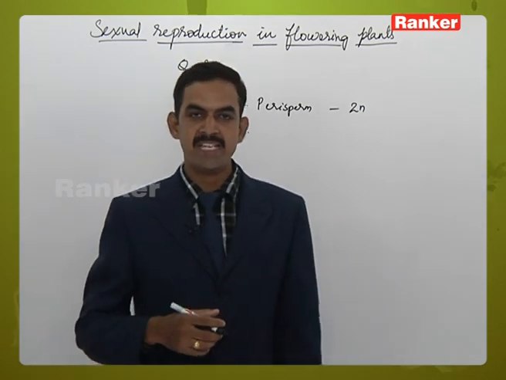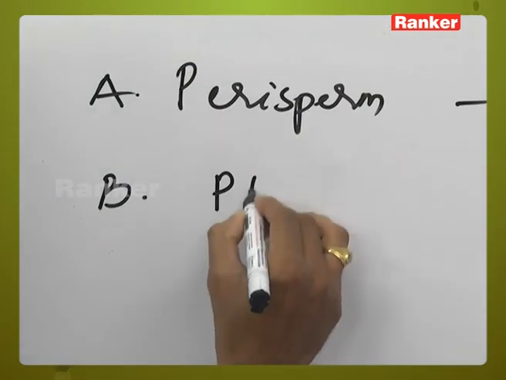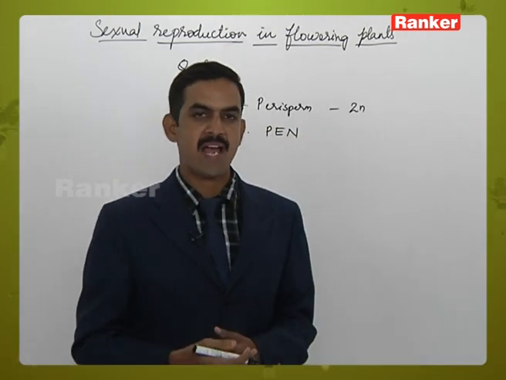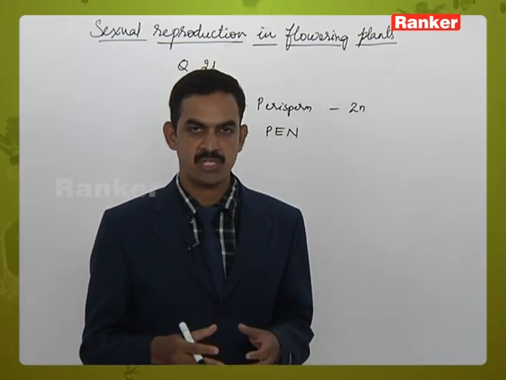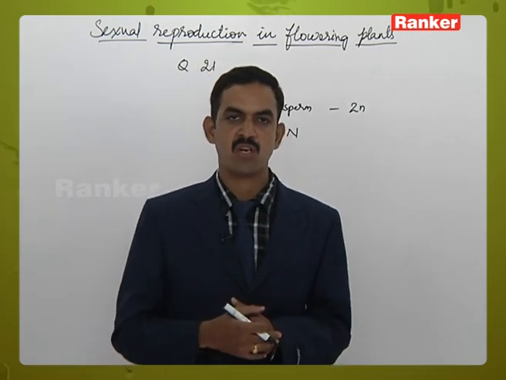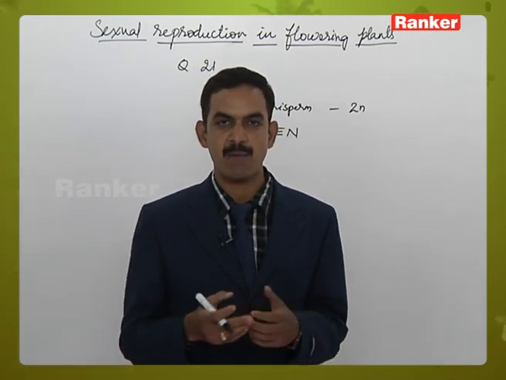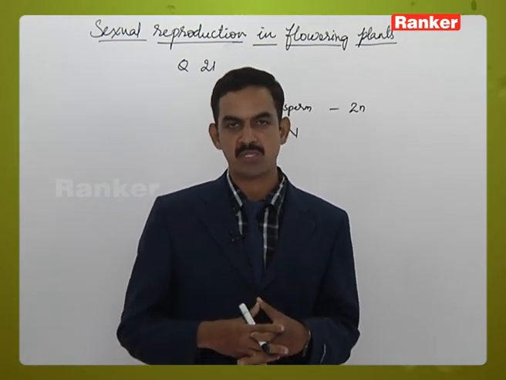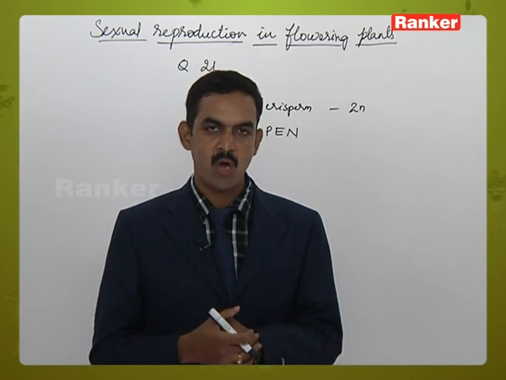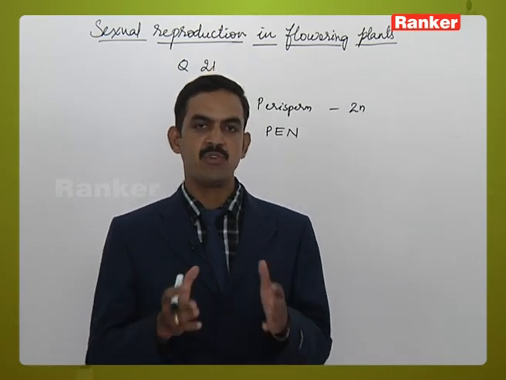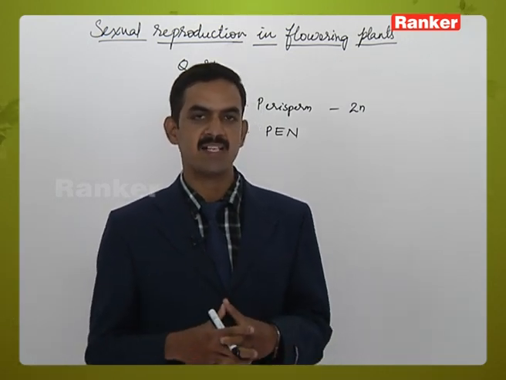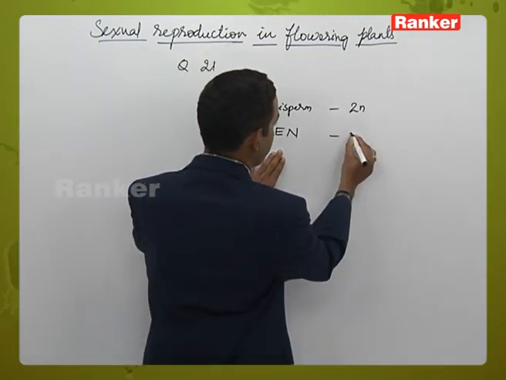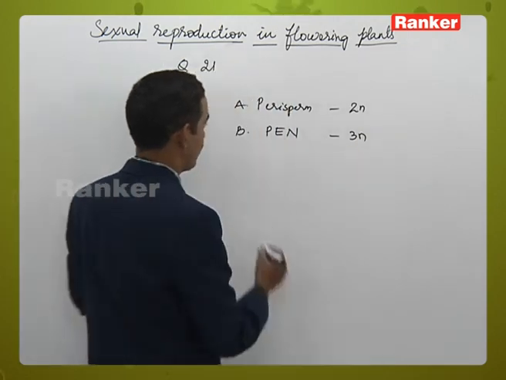B. PEN, that is primary endosperm nucleus. This is a structure which is formed as a result of triple fusion. Triple fusion means the fusion of the second male gamete, which is haploid, and the secondary nucleus present inside the embryo sac. This secondary nucleus is diploid. As there is a fusion between a haploid male gamete and a diploid secondary nucleus, the resultant structure, the primary endosperm nucleus, will be triploid in its nature.